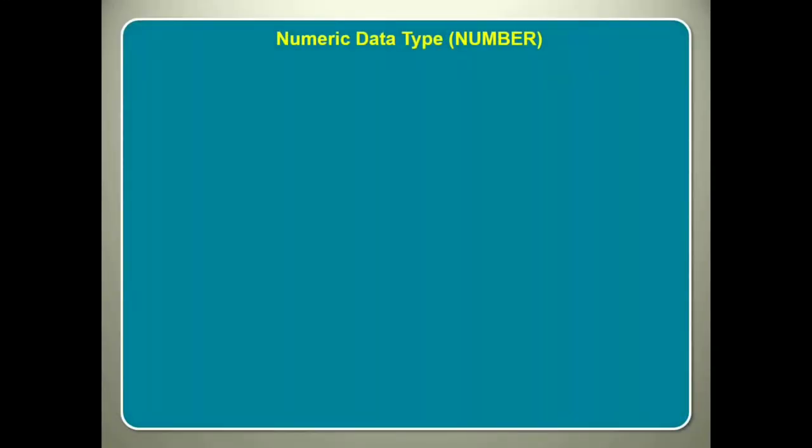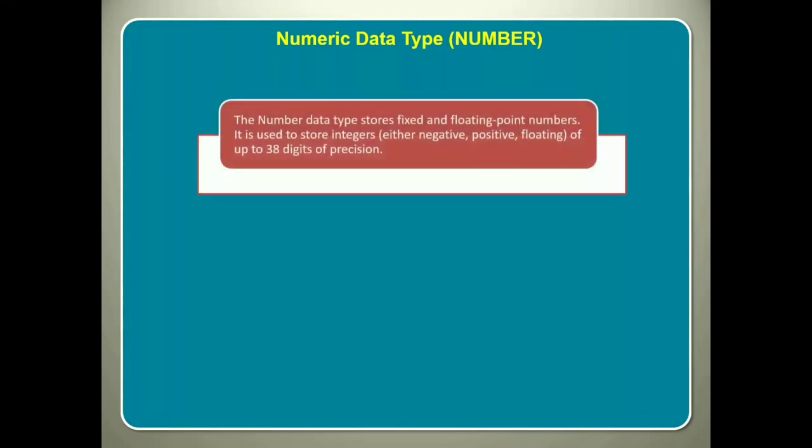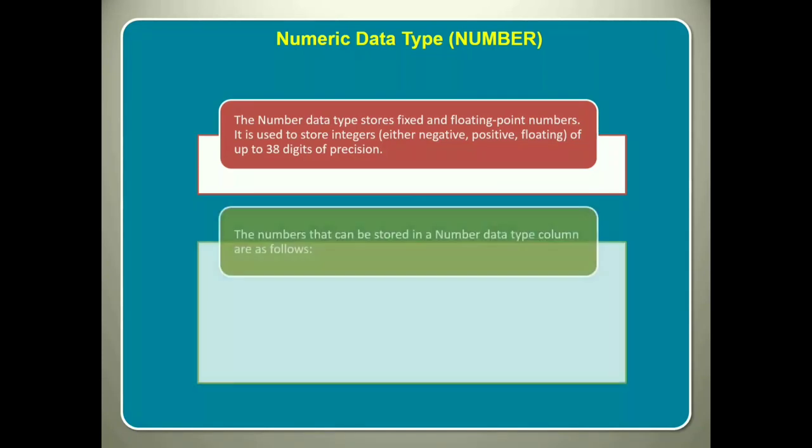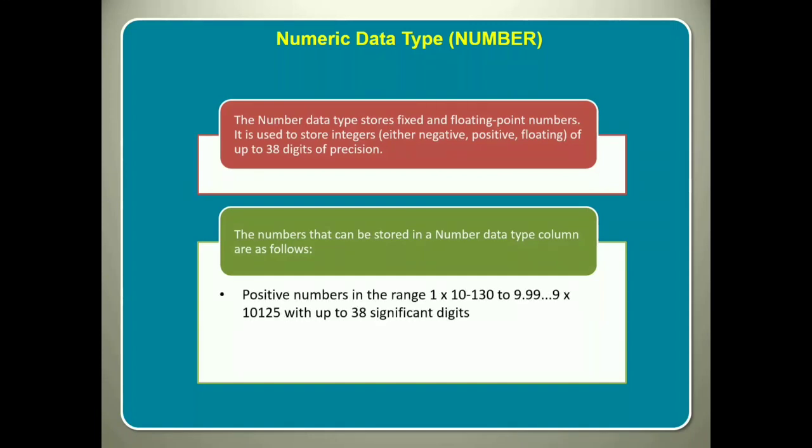First is number. The number data type stores fixed and floating point numbers. It is used to store integers, either negative, positive, or floating, of up to 38 digits of precision. The numbers that can be stored in a number data type column are as follows. Positive numbers in the range shown on the screen with up to 38 significant digits. Negative numbers in the range shown on the screen with up to 38 significant digits, and 0.